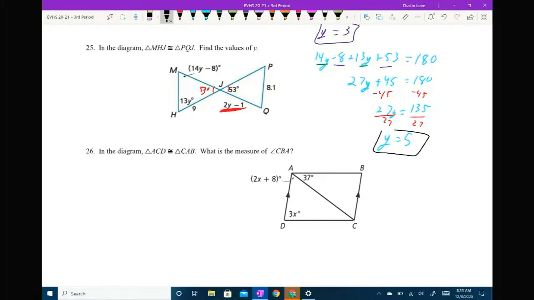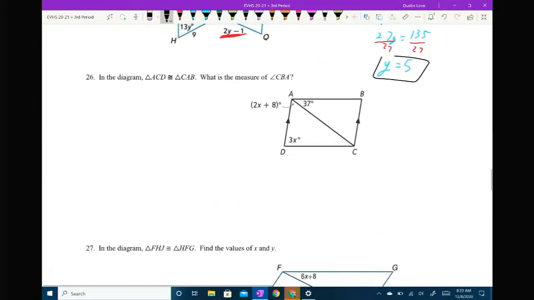Okay, 26. Triangle ACB is congruent to triangle CAB. So find the measure of CBA. So this is the angle that I'm looking for. Now, we do have some parallel lines here, which means that I can consider AC a transversal line, which means that this must be congruent to that. Mark this with 2 because I've already got 1 up there.